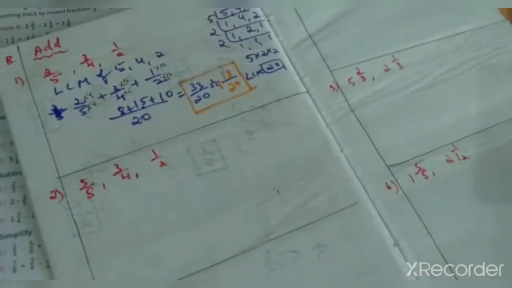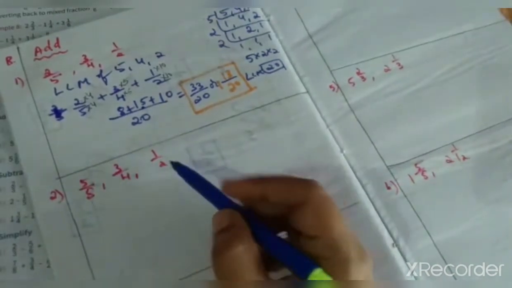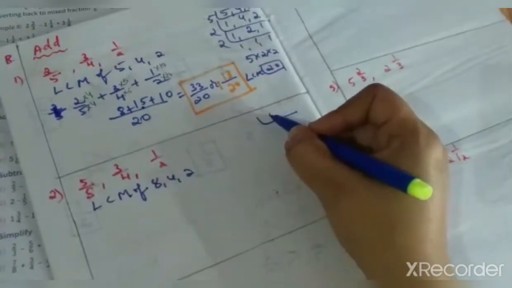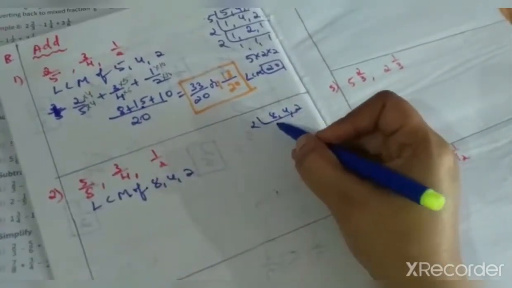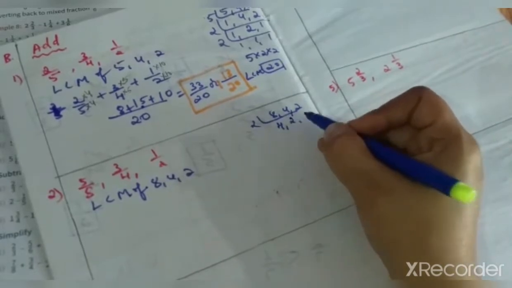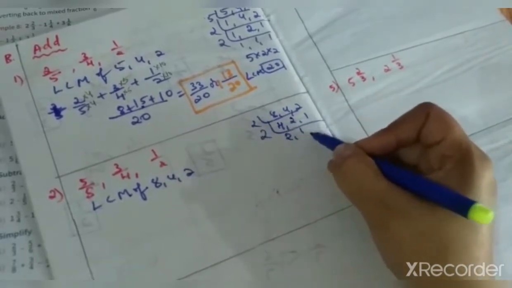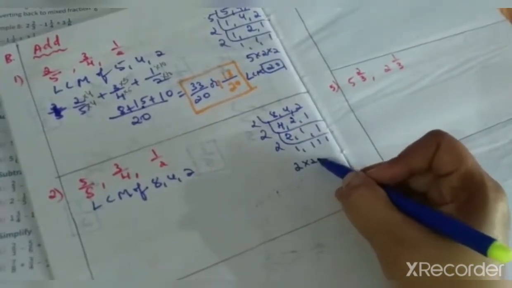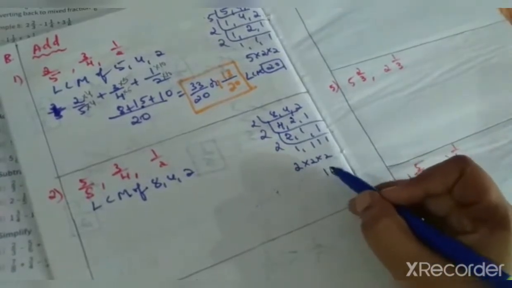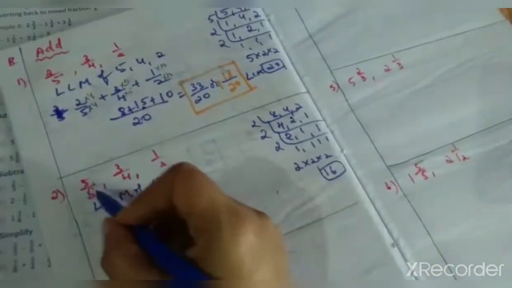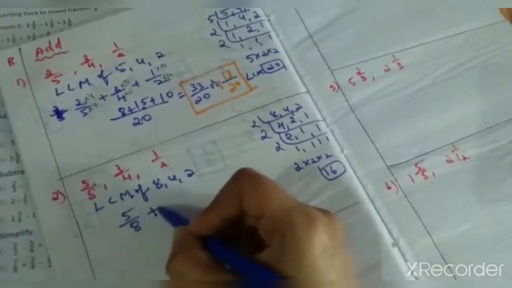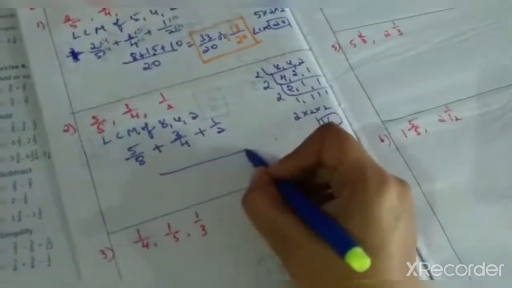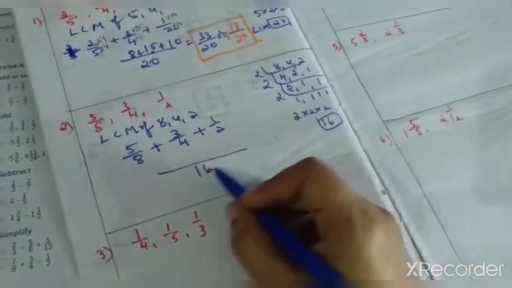Now here also we have to find the LCM. This is not a like fraction, the denominators are different numbers. Find the LCM of 8, 4 and 2. 2 4s are 8, 2 2s are 4, 2 1s are 2. LCM is 2 into 2 into 2 into 2, which is 16. Now write the fraction once again: 5 by 8 plus 3 by 4 plus 1 by 2. LCM value is 16. Write that here.